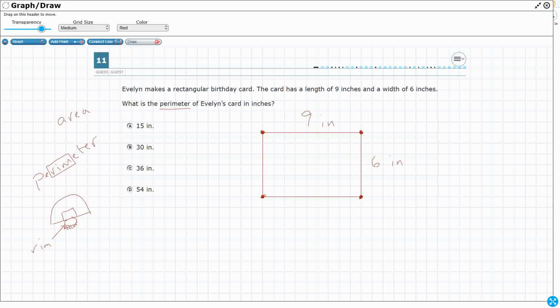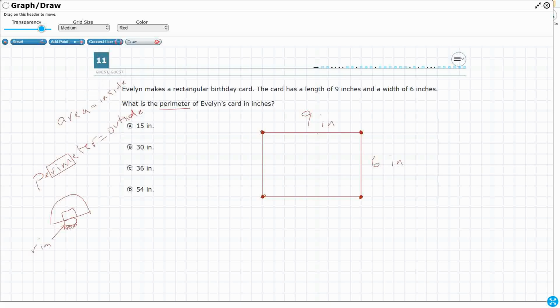So just like the basketball rim has just the outside and nothing on the inside, the perimeter is looking at the outside of a shape. And so the perimeter equals the outside. The area equals the inside, the space inside.